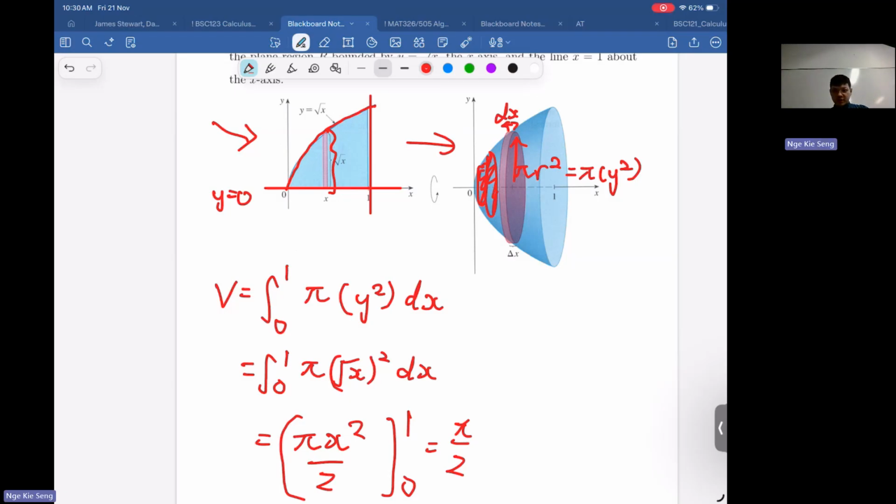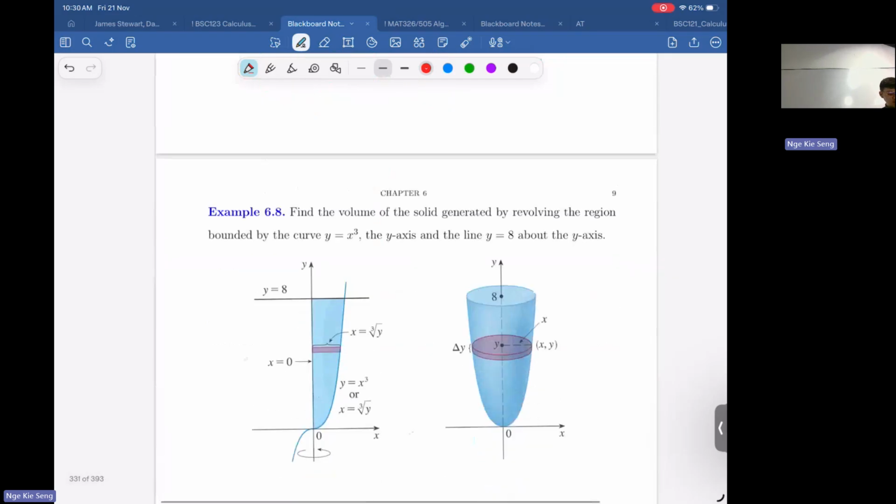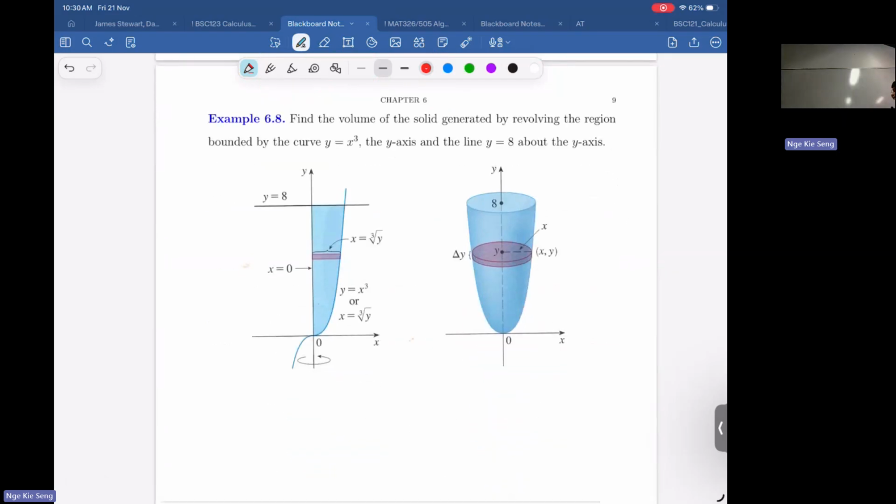Okay, if no question, should we try another one? Let's try the other one. We can turn this around like how we turned our area just now. Instead of revolving around the x-axis, we also can revolve around the y-axis here. So let's look at this region here. We want to revolve around the y-axis. Do you want to try? What's the integral you want to set up here?